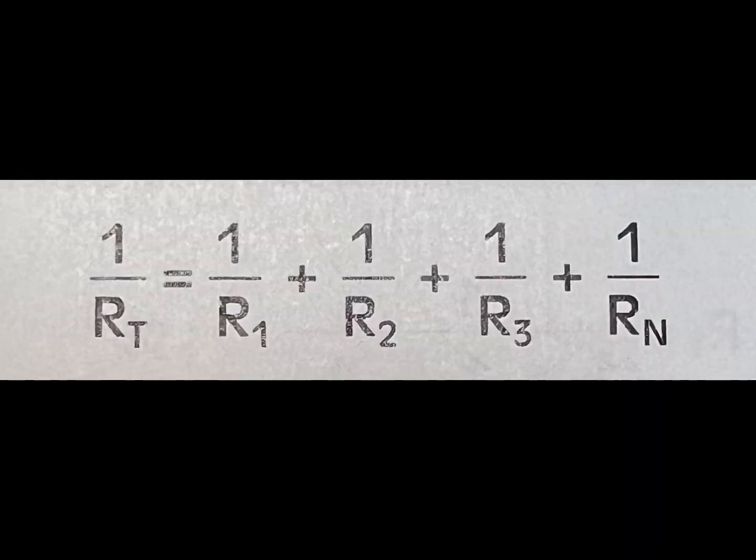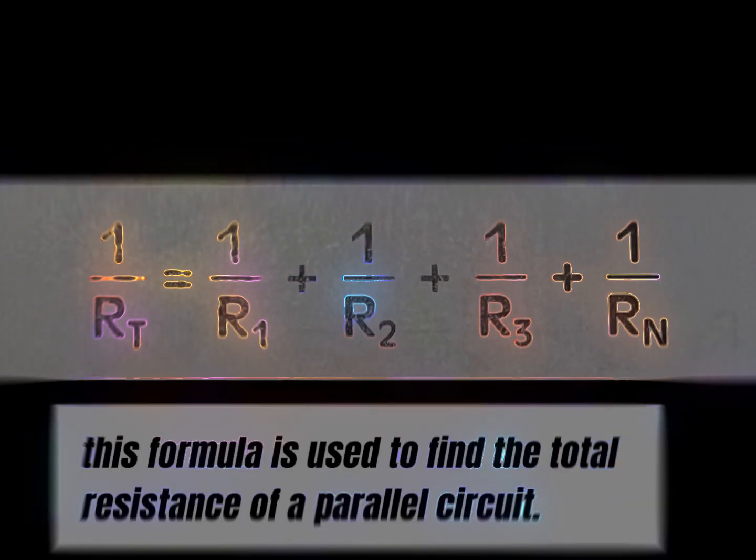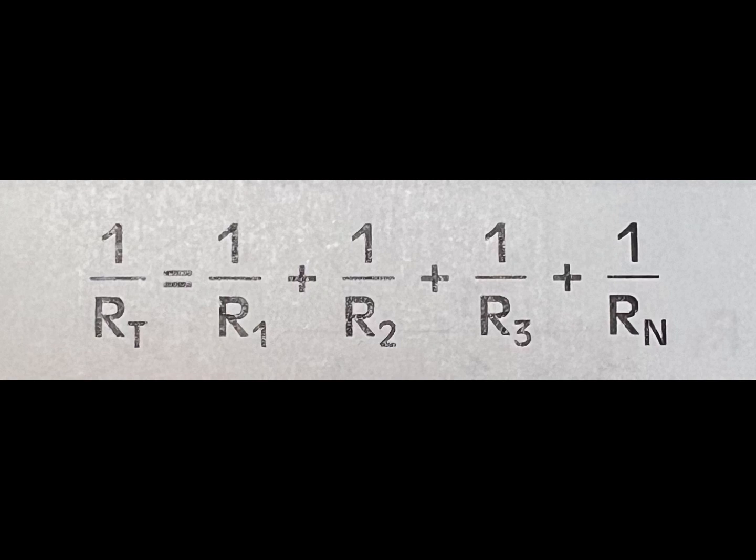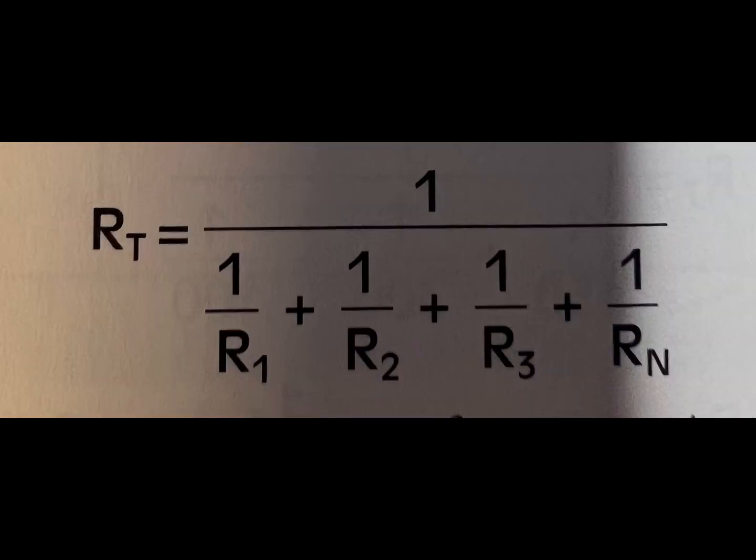Third is the reciprocal formula. This formula used to find the total resistance of a parallel circuit is 1 over RT total equals 1 over R1 plus 1 over R2 plus 1 over R3 plus 1 over Rn, or the number of circuits.